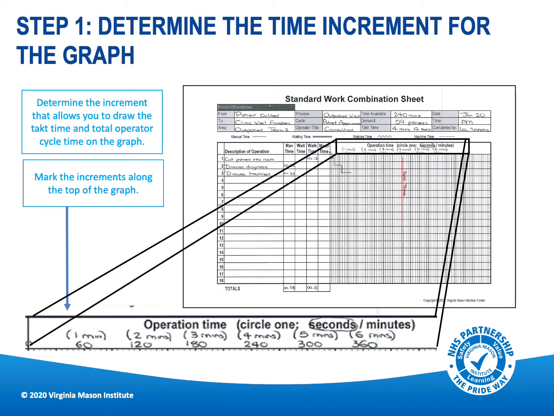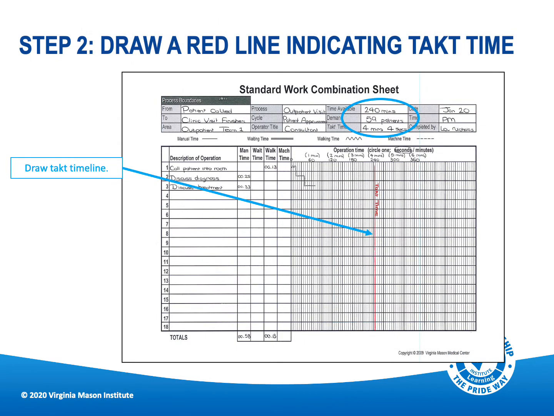Like you would for any graph, you need to determine the increments for the graph. This graph also needs to include the TAKT time and the total operator cycle times. Remember to draw a vertical red line depicting the TAKT time. This will allow you to compare your observed timings with TAKT time, which, don't forget, is the ideal cycle time.